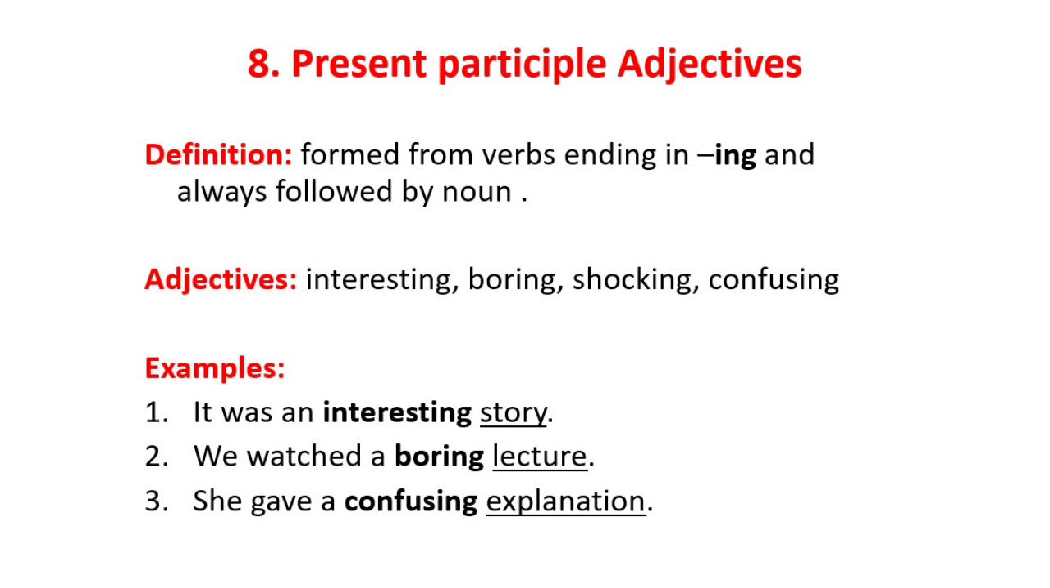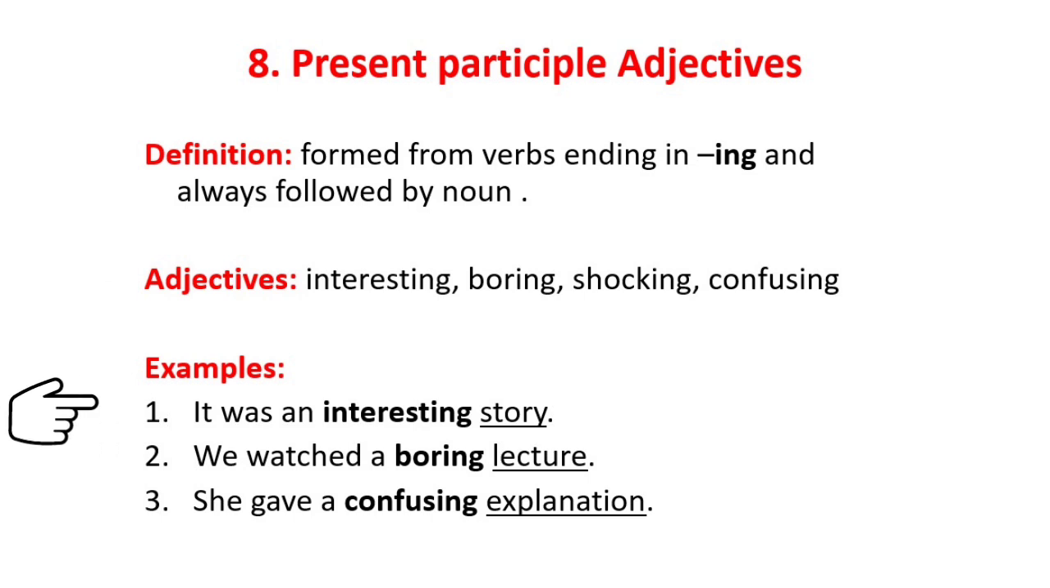So this is how you can remember. We say present participle form of verb to the fourth form of verb. If you remember like this, it is very easy. Whenever any ing form of verb is coming before a noun, it becomes a present participle adjective. Now see here a few examples I have written: interesting, boring, shocking, confusing. These all are the ing forms of verb. Now see the examples.